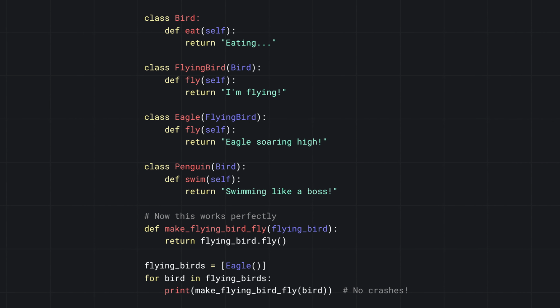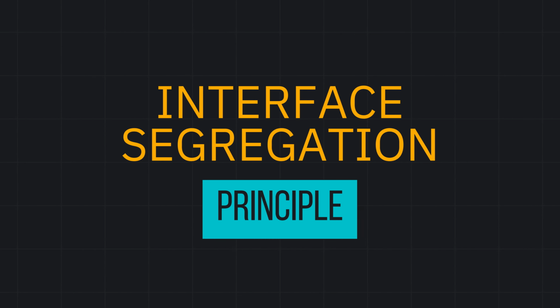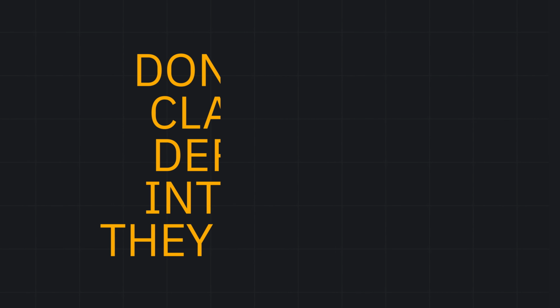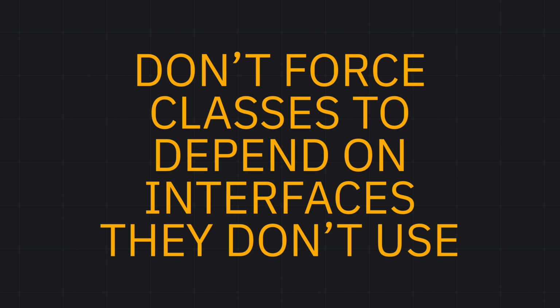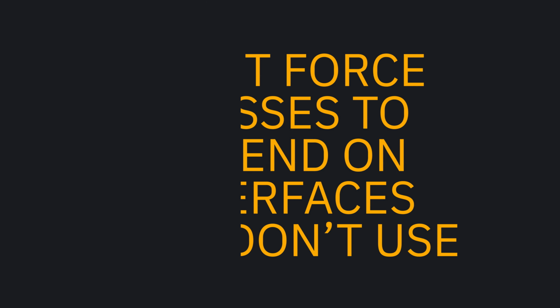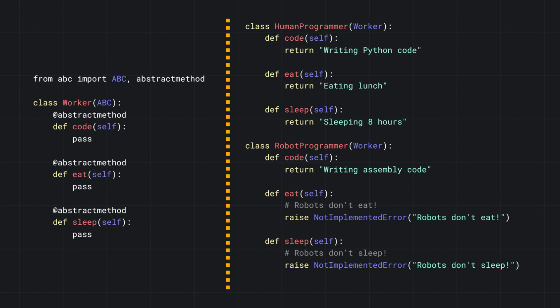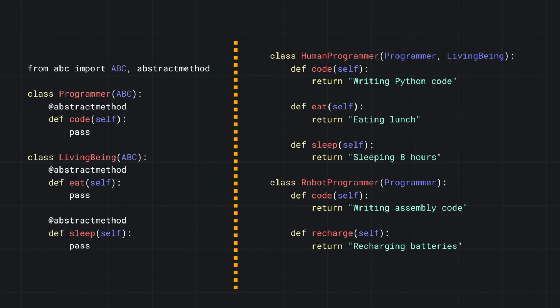Building on what we have learned about interfaces, the fourth principle, I, stands for Interface Segregation Principle. It says, don't force classes to depend on interfaces they don't use. Think of it as the no bloated interfaces rule. Here's what happens when you violate this principle. See the problem? We are forcing robots to implement eating and sleeping methods they can't use. Here's the ISP compliant solution. Perfect. Classes only implement the interfaces relevant to them. No more robots pretending to eat lunch.